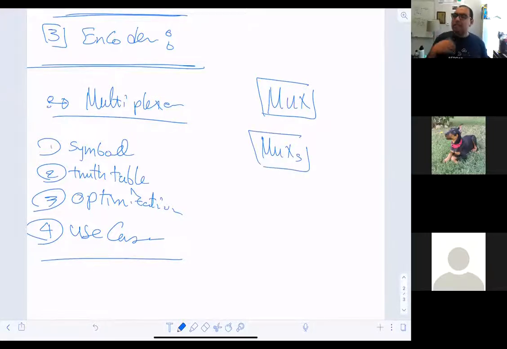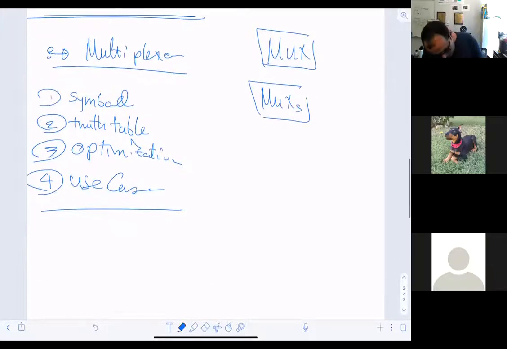Symbol-wise, there are actually multiple versions of the multiplexer, but let's look at the simplest one. Imagine that in the DMV I have multiple roads, and those roads are feeding into one road at the end of the day. You already have a lane here, a lane there, and all of them going into the same one lane at the end of the day.